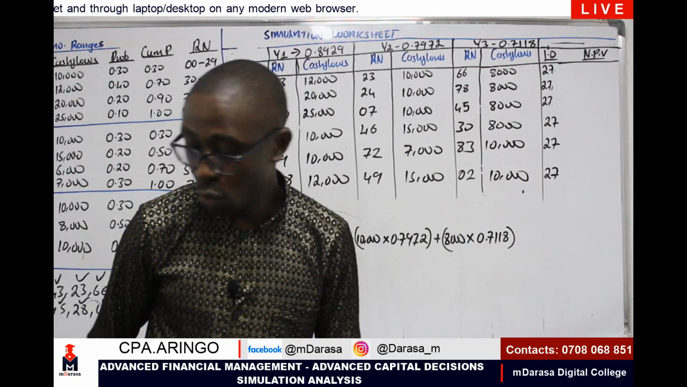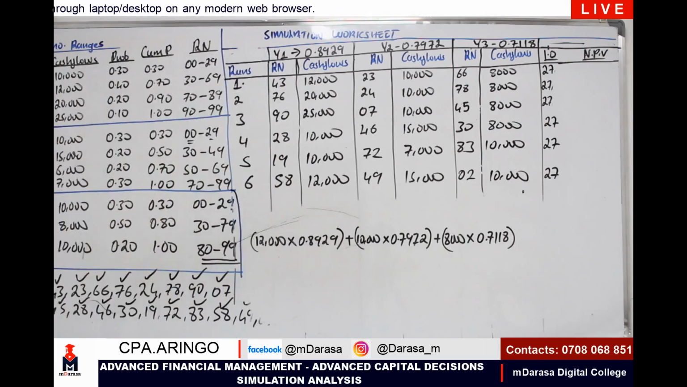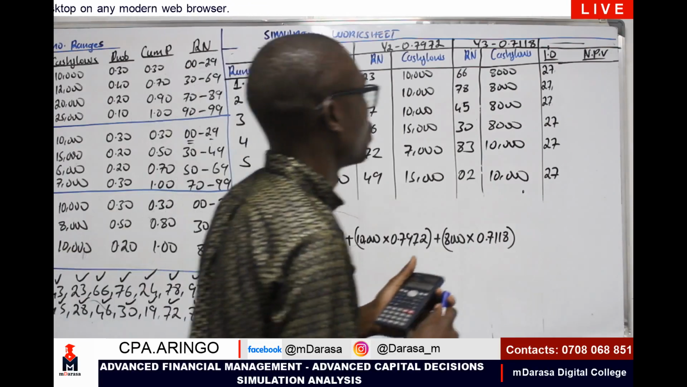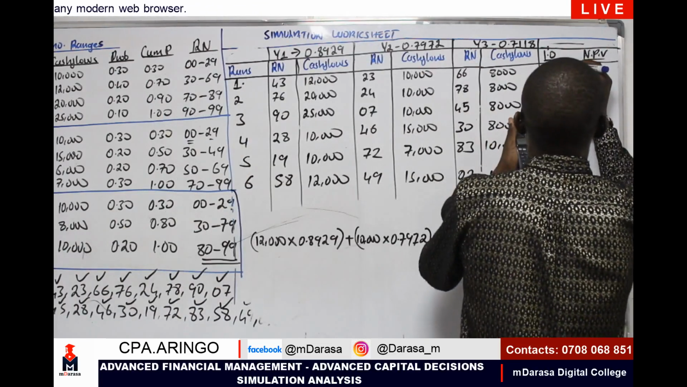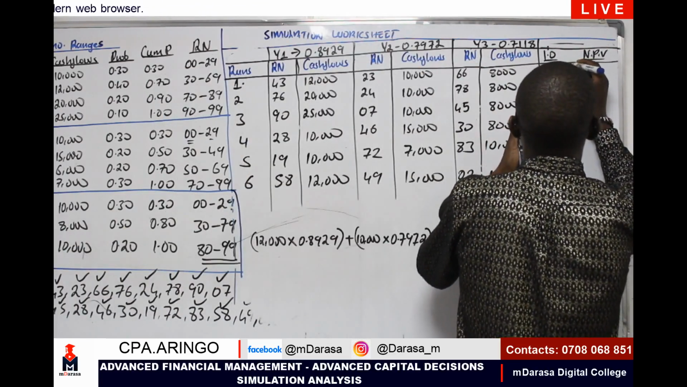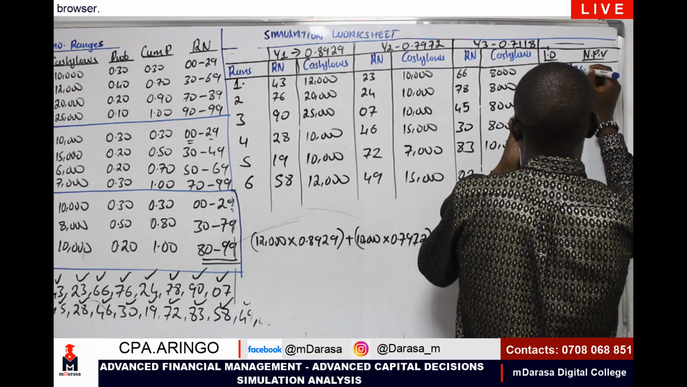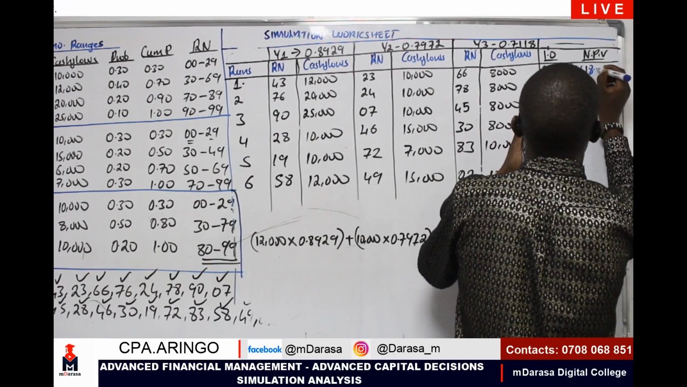Where is my blue pen? I want to write it basically with a different pen to insist what we are talking about here. So here, confidently, I'll come and say that my NPV is negative 2618.8.